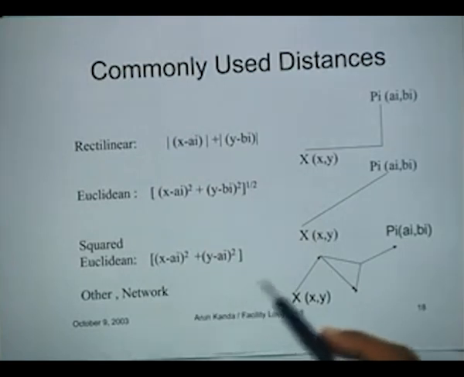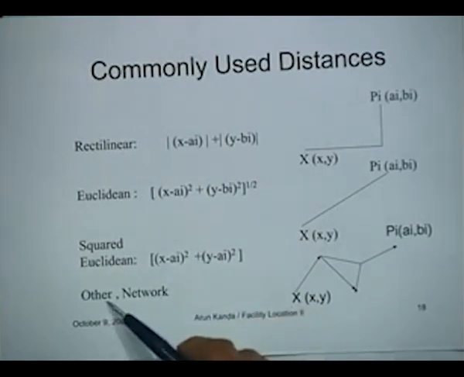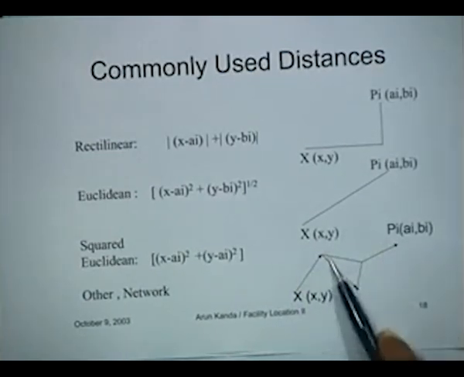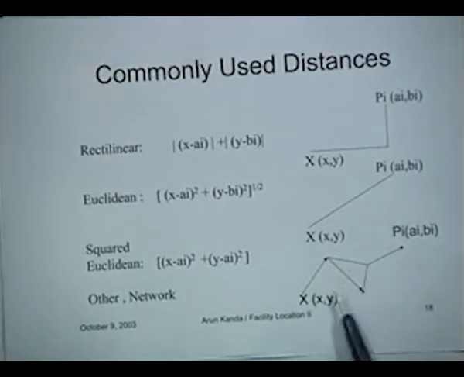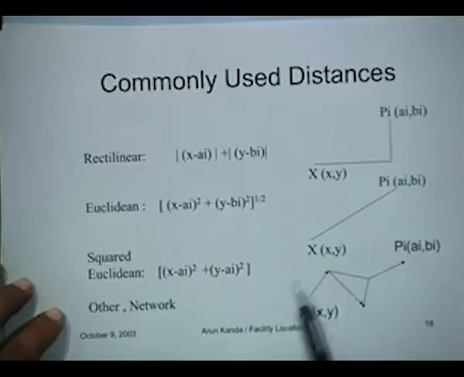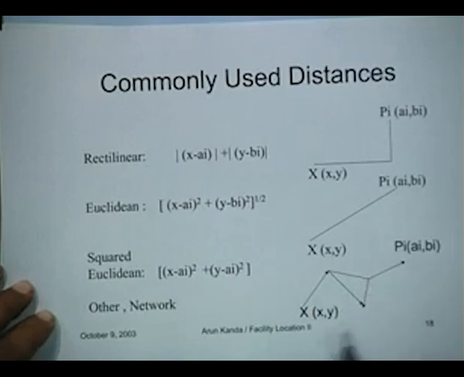Or the distance measure may be any other, because you can travel in any way. If I have to go from here to here, I can go this way, I can go this way, or I can travel on a network in any particular manner. So there could be other commonly used distances. Normally the network location problem is a very practical problem, because there you define exactly the distances from one node to the other on the network. So you can look at the network and try to solve the location problem on the network.